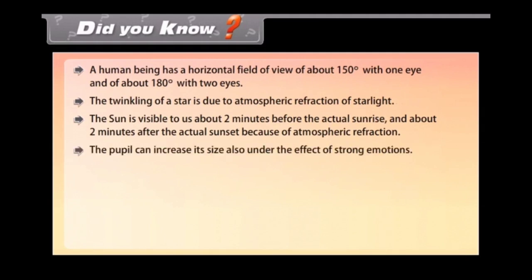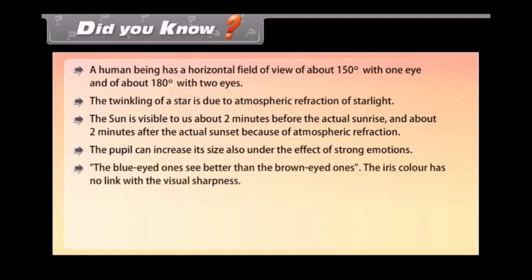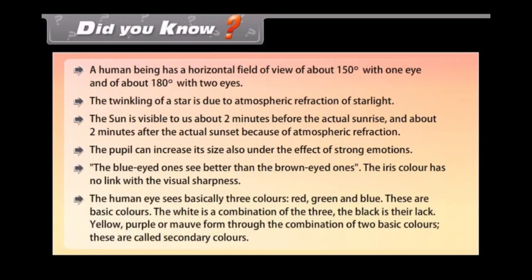The pupil can increase its size also under the effect of strong emotions. The blue-eyed ones see better than the brown-eyed ones. The iris color has no link with the visual sharpness. The human eye sees basically three colors: red, green, and blue. These are basic colors. The white is a combination of the three. The black is their lack. Yellow, purple, and mauve form through the combination of two basic colors. These are called secondary colors.